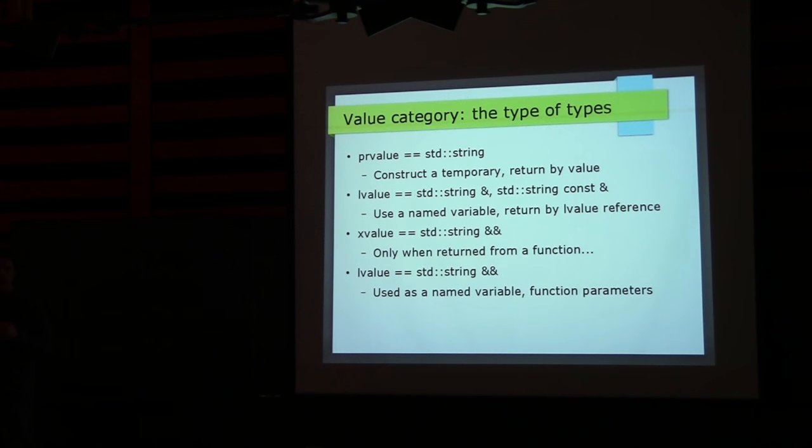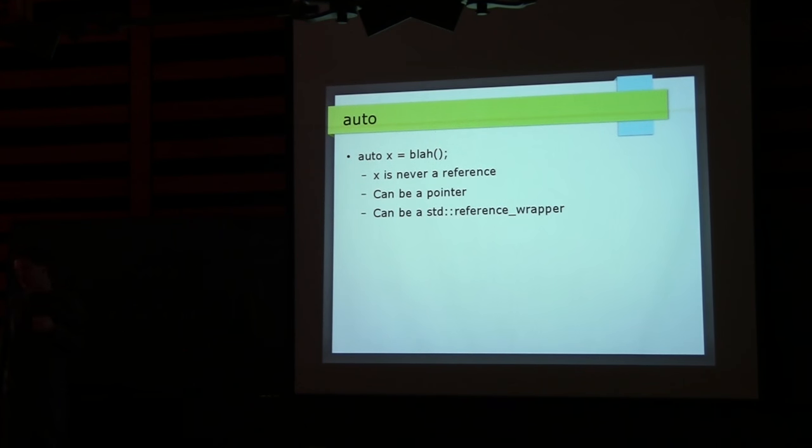So now that we kind of have that value category basics, we can move on a little bit to what auto means. One of the common mistakes that I see people make when they use auto is they think it means "do what I mean." Really, it means X is by value. If blah returns a reference, you're going to make a copy there. If it returns by value, you're going to make a move. X is never a reference. Now, it can be a pointer or a reference wrapper. Those are taken by value. When we say reference, we specifically mean something with the ampersand there.